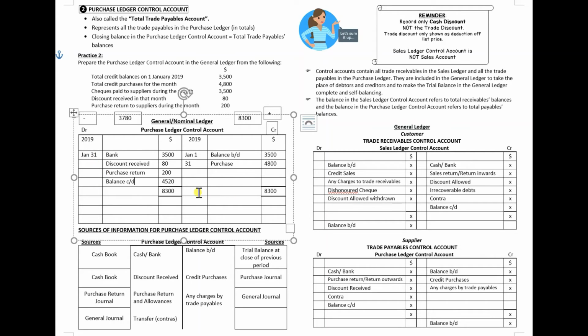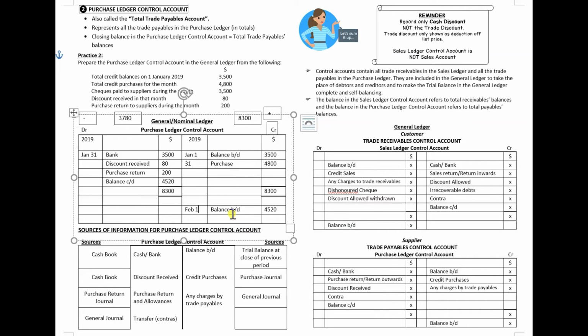And this is the last step already, and then balance brought down on the opposite side, balance BD on the opposite side, and this is 4,520, okay? And then you write the February 1, okay? So that's it. So how do we interpret this?